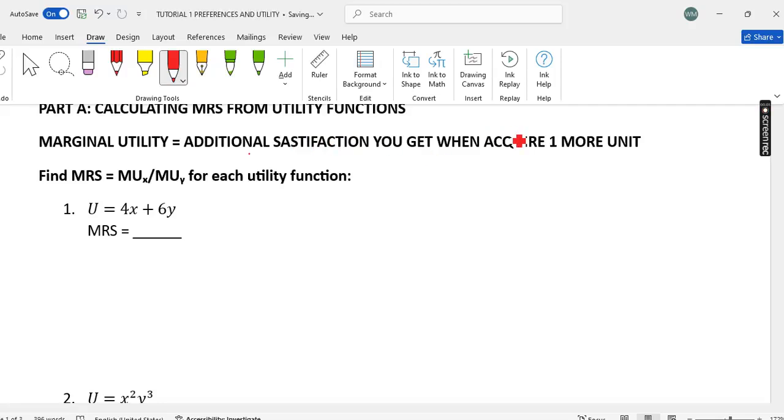Marginal satisfaction you get when you acquire one more unit. Okay, so we've been given a utility function. Remember, utility is satisfaction. Okay, so we are being asked to tabulate our marginal rate of substitution, which is the trade-off rate. Okay, how many of good y you need to give up in order to get good x.